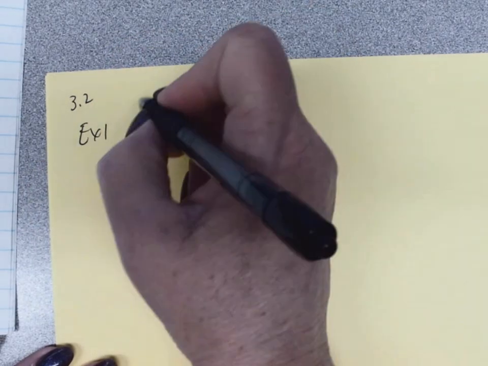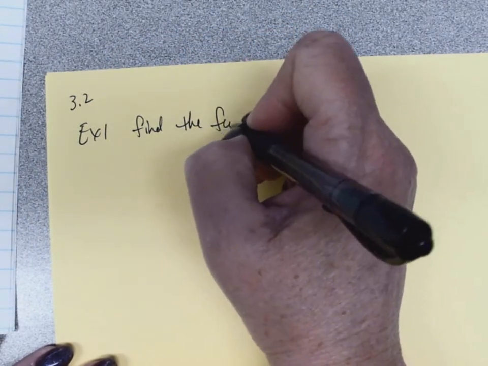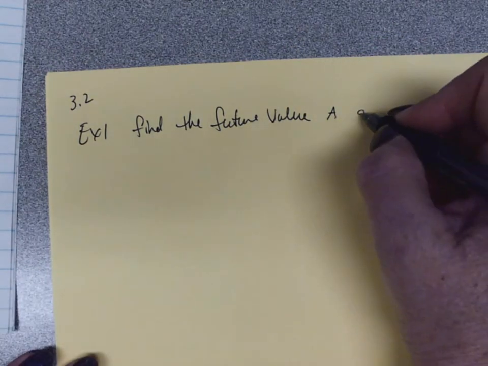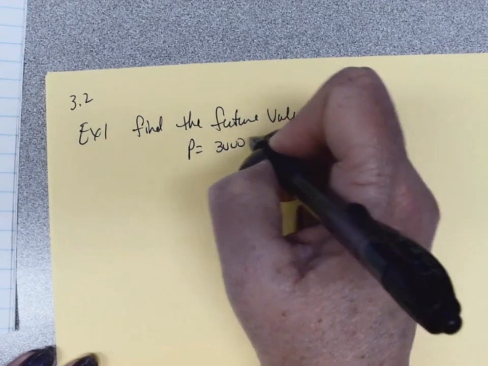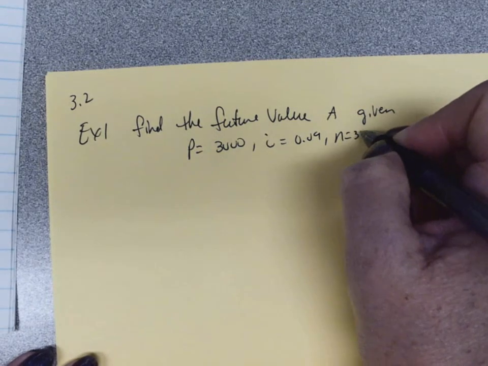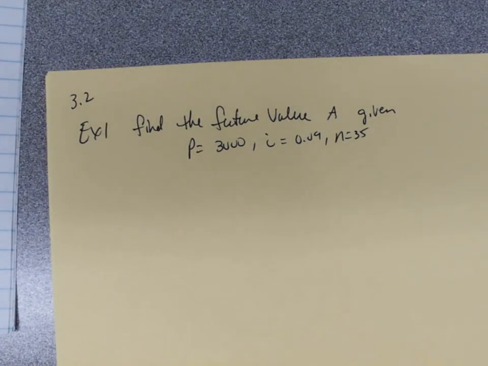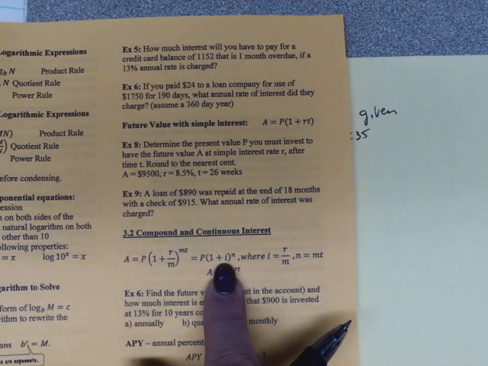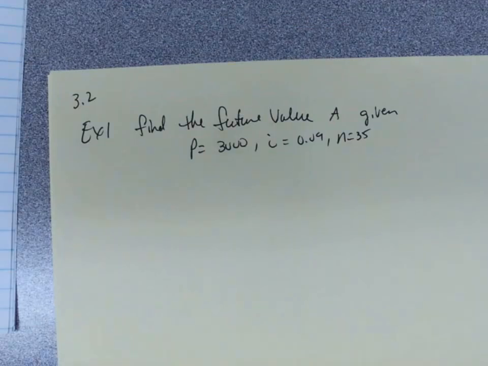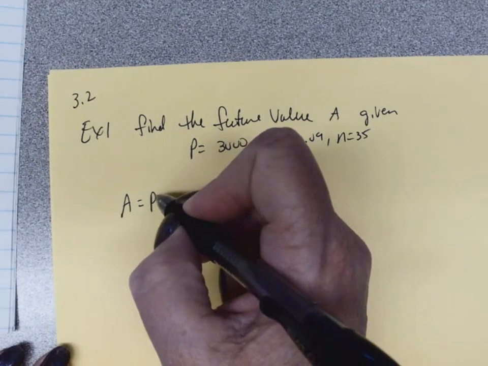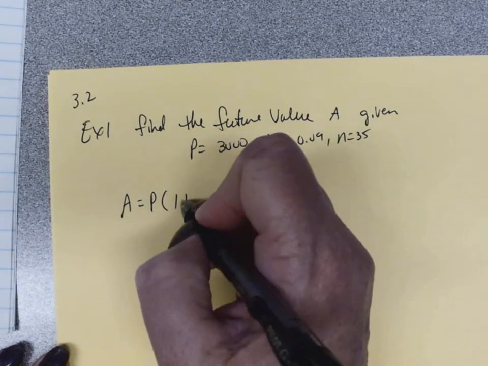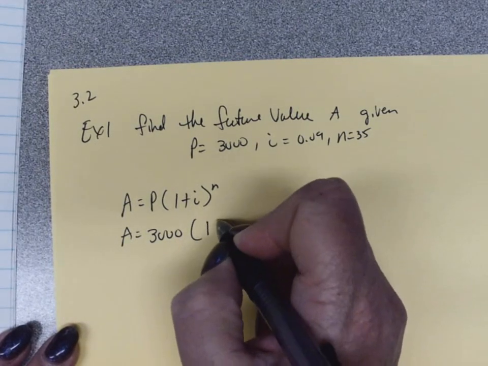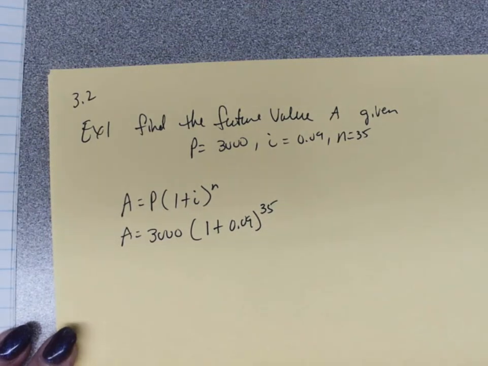For example 1, we are going to find the future value, which is A. That's the amount in the account, given that P is equal to 3,000, I equals 0.09, and N equals 35. So if I'm looking at what I'm given, I have to choose the formula that works. I have P, I, and N, so I'm going to use this formula. They mean the same thing, but those are the values you're given. So we're going to have A equals P times 1 plus I raised to the N power. So our A will be equal to 3,000 times 1 plus 0.09 raised to the 35th power.